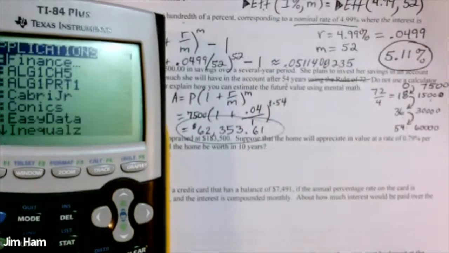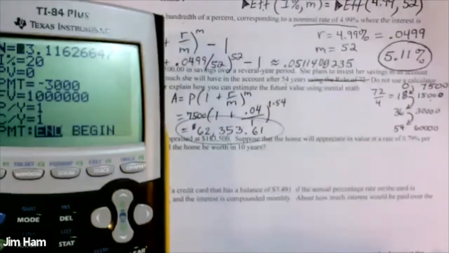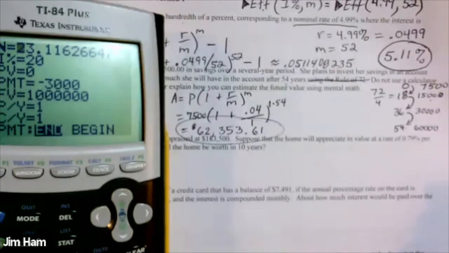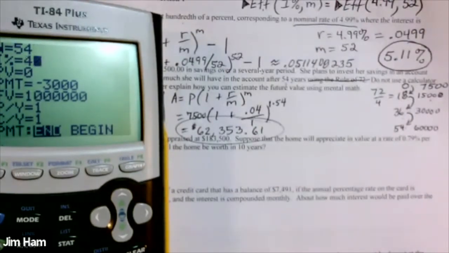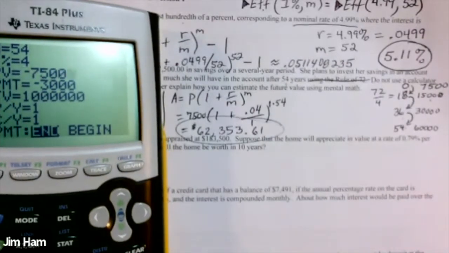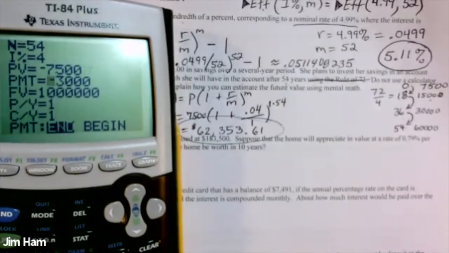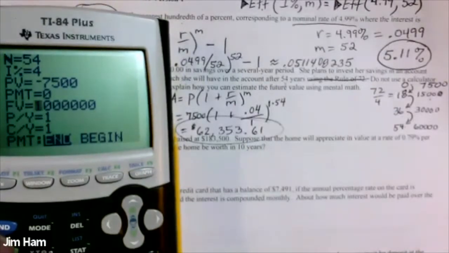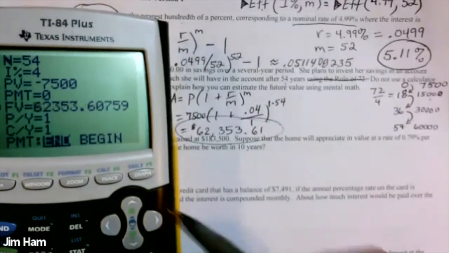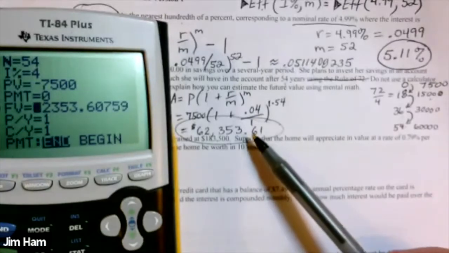And if you go to the TVM solver, and by the way, this is instructive. For these problems, if you're good with the formula, do it both ways. That's the way you confirm your answers are correct. 54 for N. At an interest rate of 4, we start with 7,500. It's cash out, so it's a negative. We're not making a payment. Payments per year, compounding per year is 1. And then there it is. And it's the same exact number. It has to be. It uses the same formula.